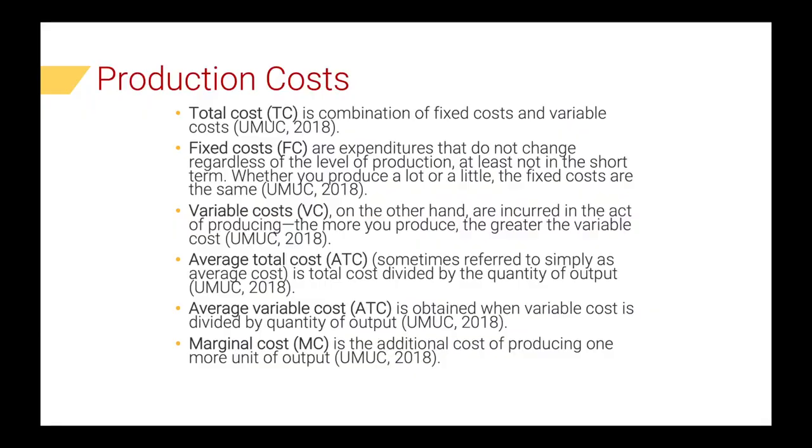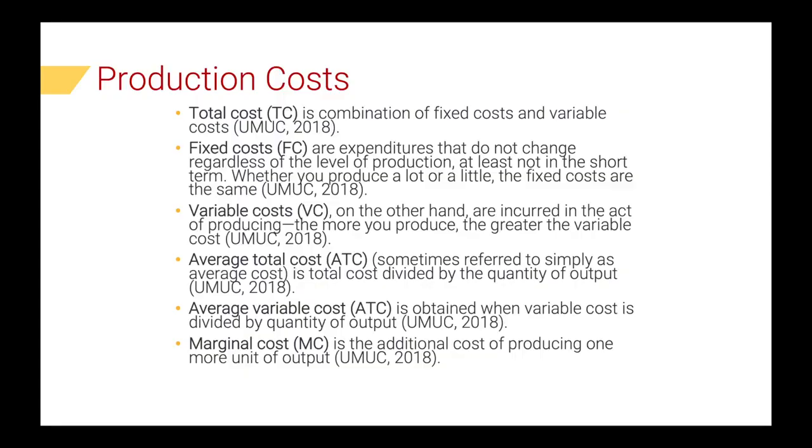Production cost. Total cost is the combination of fixed cost and variable cost. Fixed costs are expenditures that do not change regardless of the level of production, at least not in the short term. Whether you produce a lot or a little, the fixed costs are the same. Variable costs, on the other hand, are incurred in the act of producing. The more you produce, the greater the variable cost.